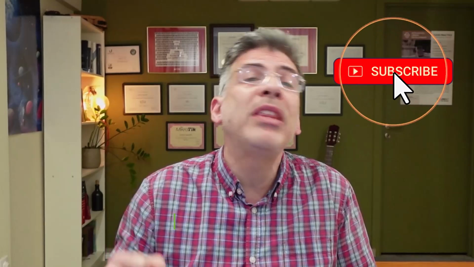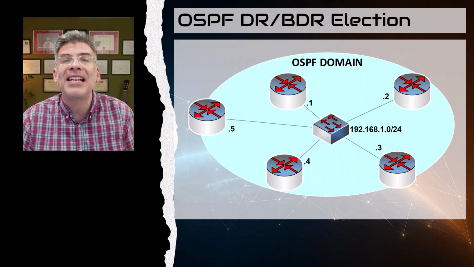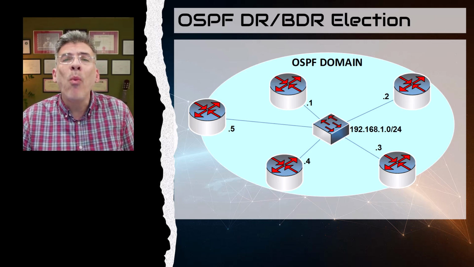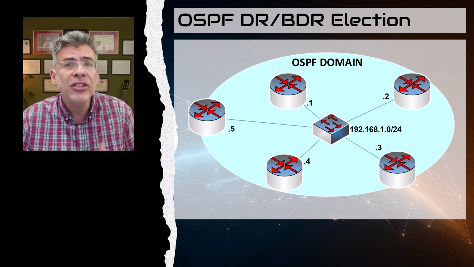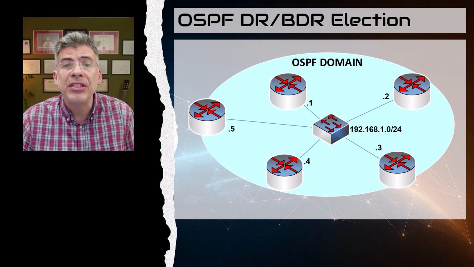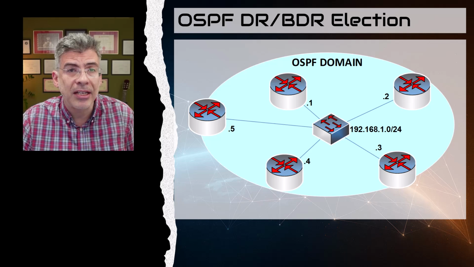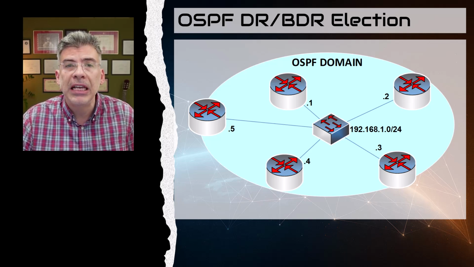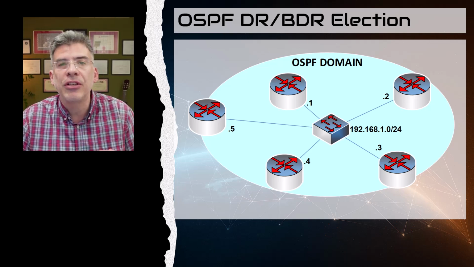Now let's get back to the OSPF DR BDR election process. In a previous video, we talked about the DR and BDR roles in a multi-access network segment. We talked about why these roles exist and how they operate. What we didn't talk about is how OSPF chooses which router will play each role. We didn't talk about the DR BDR election process. Now, this was done purposefully so we can see the operation of these roles separately from the election process.